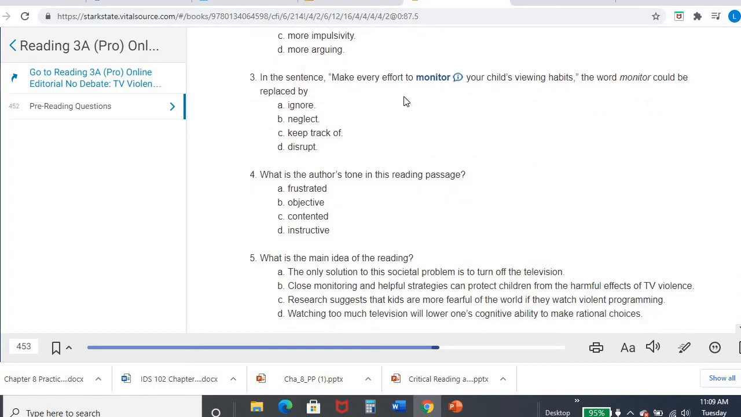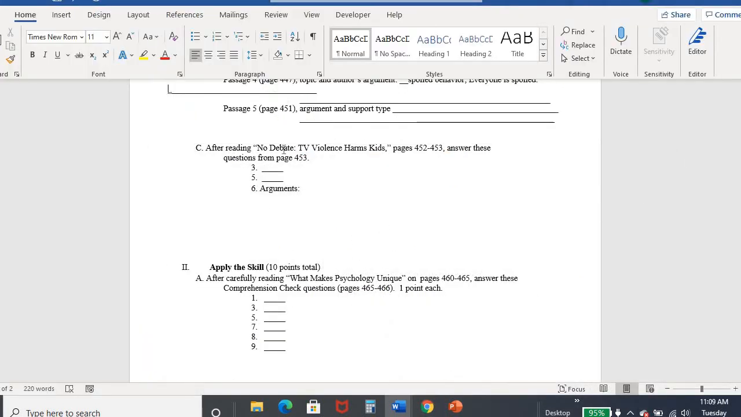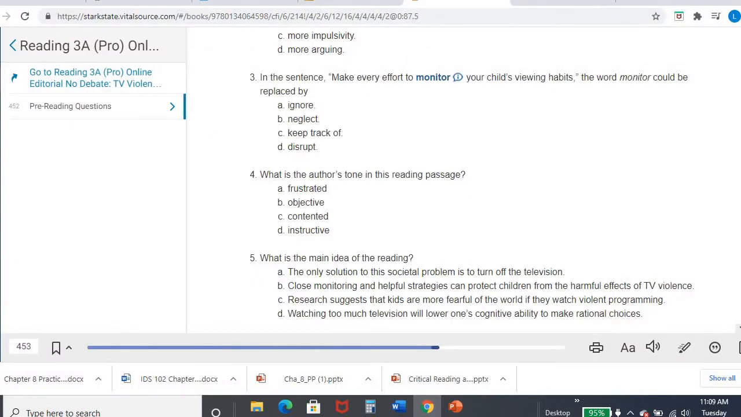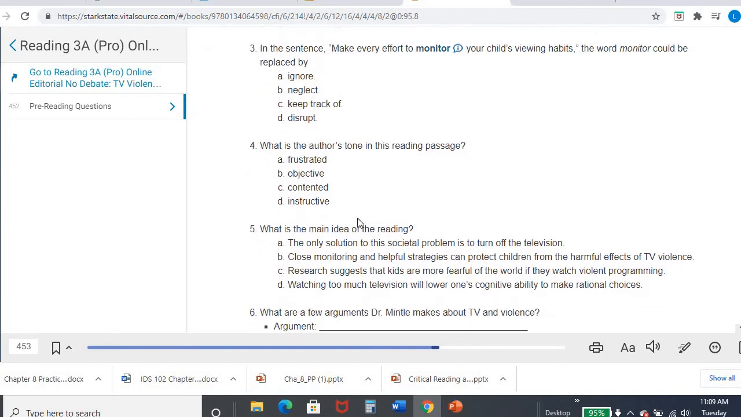In the sentence, make every effort to monitor your child's viewing habits, the word monitor could be replaced by... If you're monitoring something, hopefully you know that it means you're keeping track of it. You're checking on it, recording it, any of that. All right. And then number 5, what is the main idea of the reading? I'm going to have you answer that question.